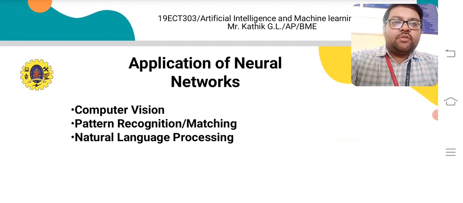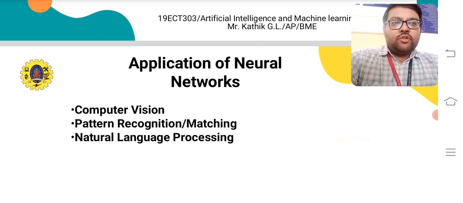What are the applications of neural networks? Computer vision. Computer vision is different from traditional programming in computers, where in computer vision the computer creates its own program and executes it.